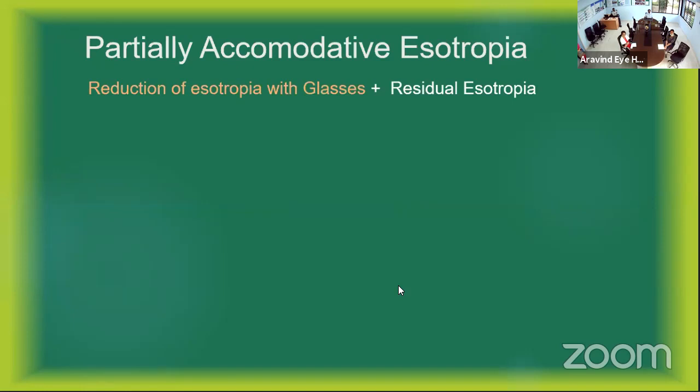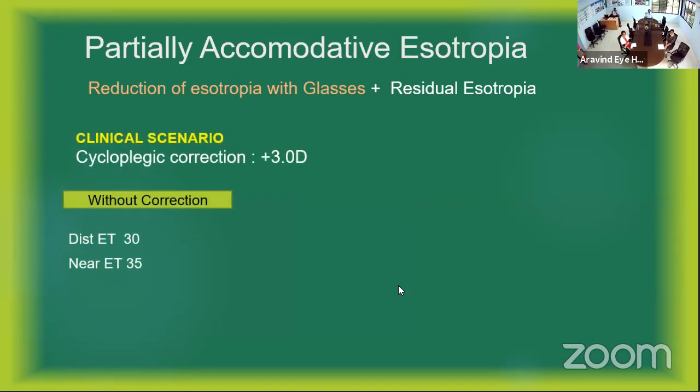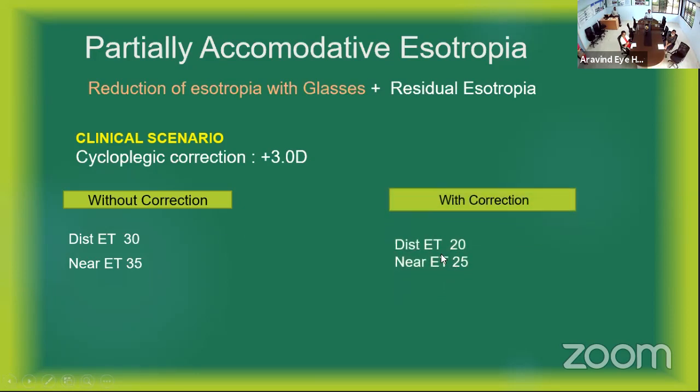Then there is an entity called partially accommodative esotropia. There is reduction of esotropia with glasses, but still there is some residual esotropia. As you see in this patient, you have a cycloplegic refraction of +3 diopter. Without correction, there is distance 30 and near 35 ET. And with correction, there is distance ET of 20 and near ET of 25. You see that even though there is a reduction in ET, it is not completely cured. Some residual ET is also there after the full correction of the refractive error.